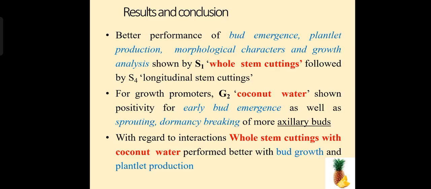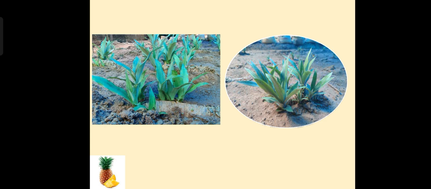And the results and conclusion. The better performance of bud emergence, plantlet production, morphological characters and growth analyses were shown by whole stem cuttings followed by longitudinal stem cuttings. And in case of growth promoters, coconut water has shown positivity for early bud emergence as well as sprouting, dormancy breaking and more axillary buds. And with regard to interactions, the whole stem cuttings with the coconut water has performed better with the bud growth and plantlet production. And this is the view of the plantlets produced from the stem sections.